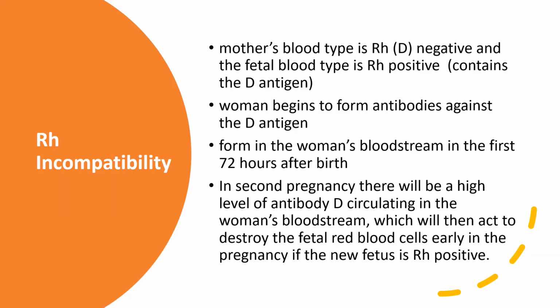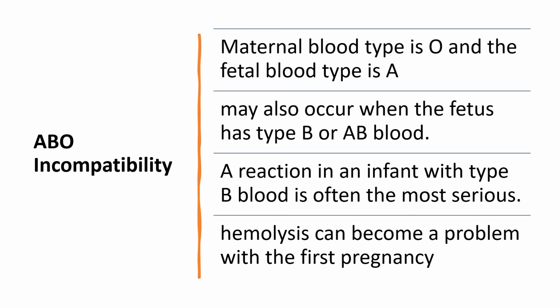Rh positive. In contrast to your ABO incompatibility, the maternal blood type is O and the fetal blood type is A. It may also occur when the fetus has type B or AB blood. A reaction in an infant with type B blood is often the most serious. Hemolysis can become a problem with the first pregnancy.